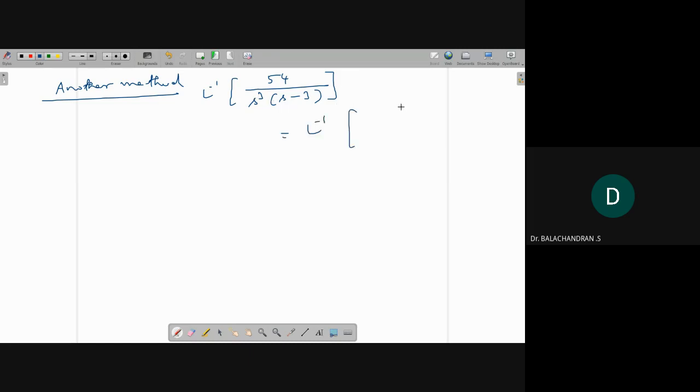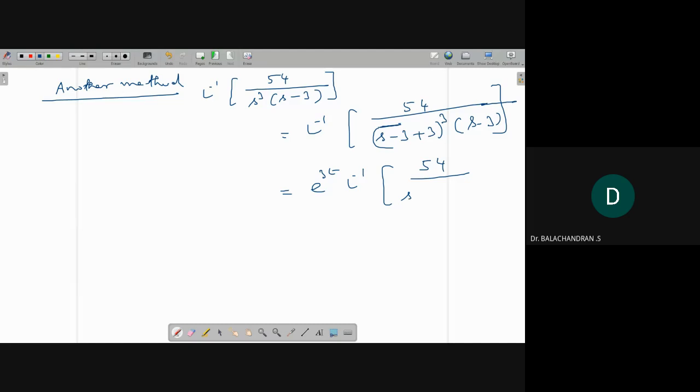here. L inverse of 54 divided by S minus 3 plus 3 whole cube into S minus 3. So now put a bar first, okay, like this, because you have S minus 3 here. So by using shifting theorem, e power 3t L inverse of 54 by S plus 3 whole cube S.